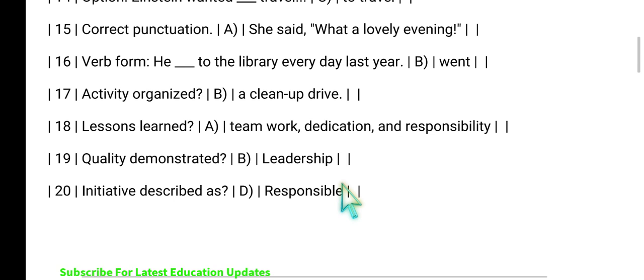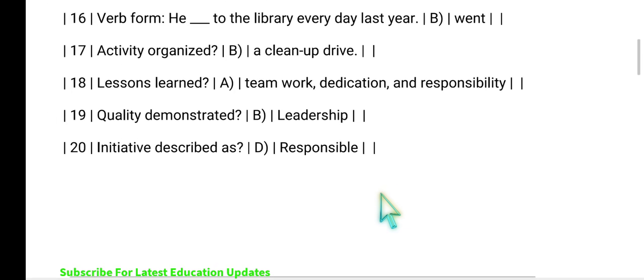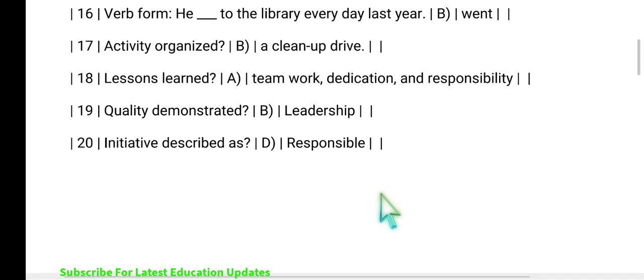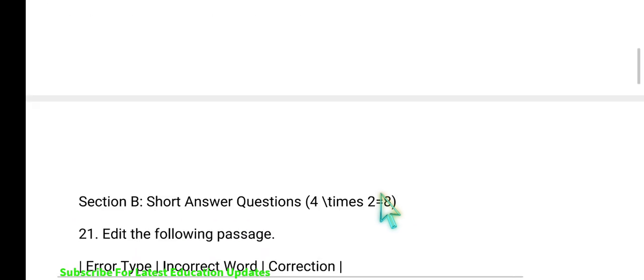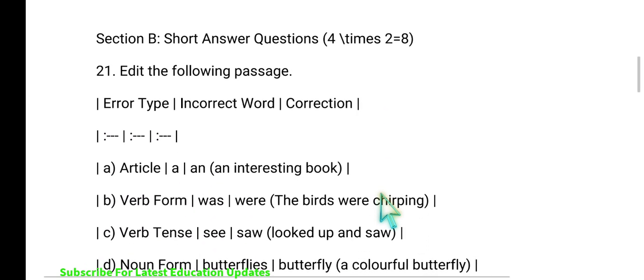Which quality did the student demonstrate? His leadership. Next one, 20th. How can the students' initiative be described? Is responsible. So 20th answer is responsible, B. 19th one is leadership. Now let's move on to section B.